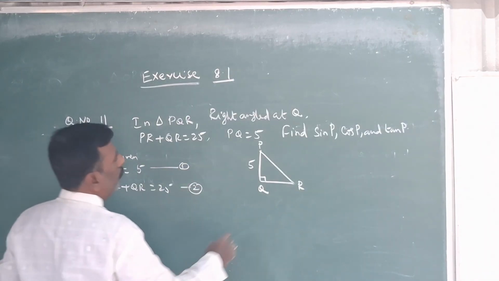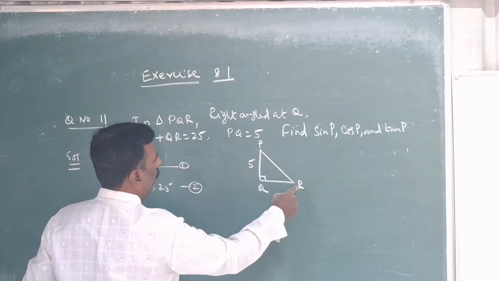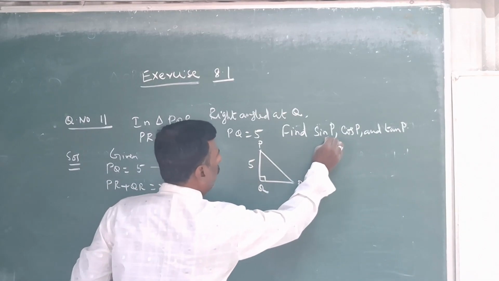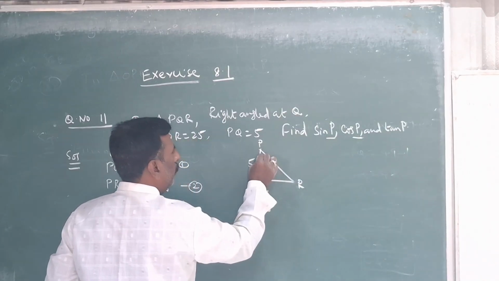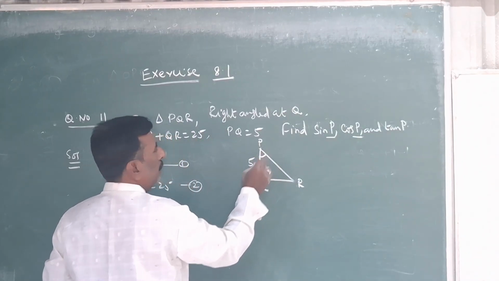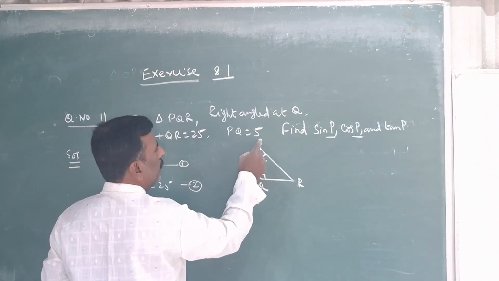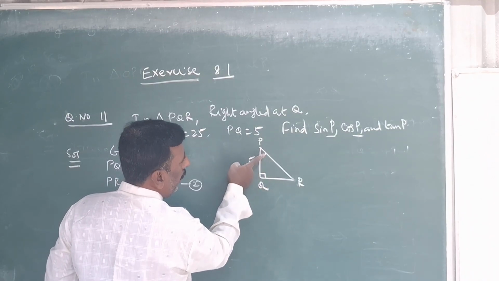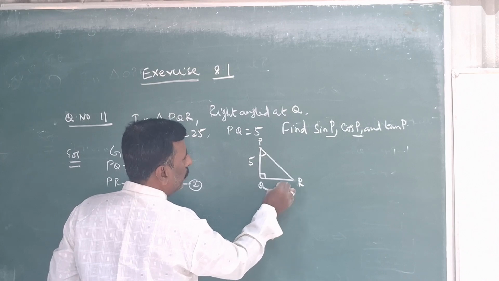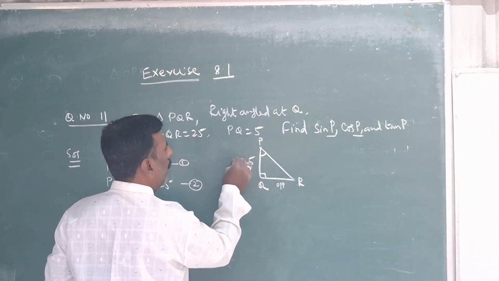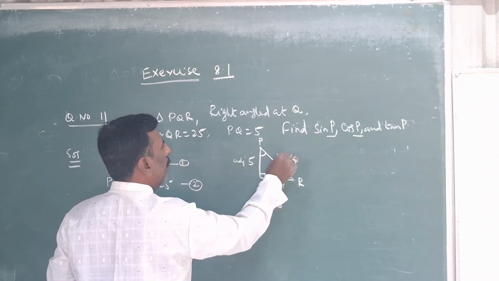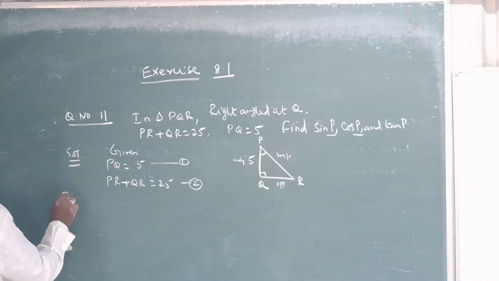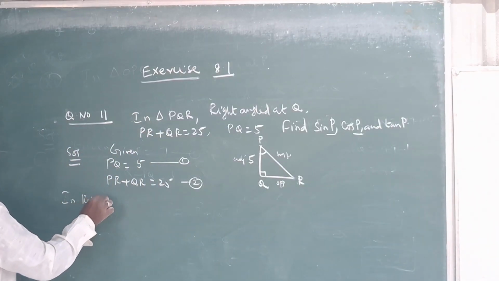To find the value of QR and PR, I am going to use Pythagoras theorem. Here the angle is P, so you put angle P here. This is theta. Instead of theta, this is angle P. If you draw straight from here, that is called opposite side. This is adjacent side. This is hypotenuse.